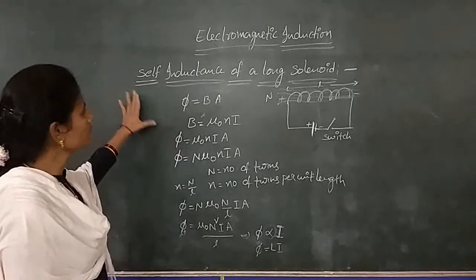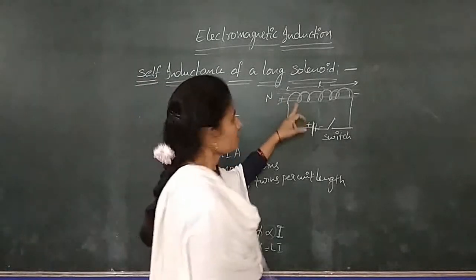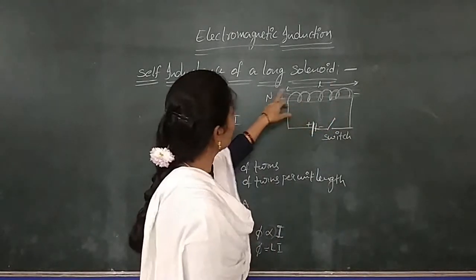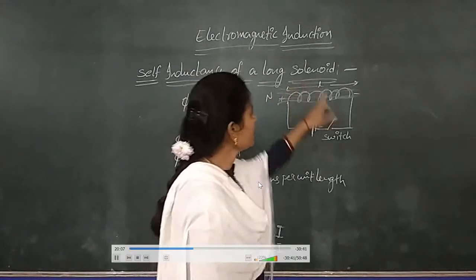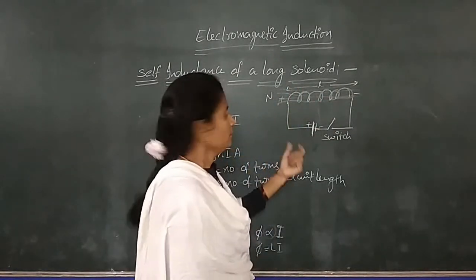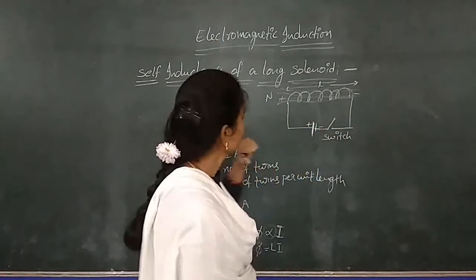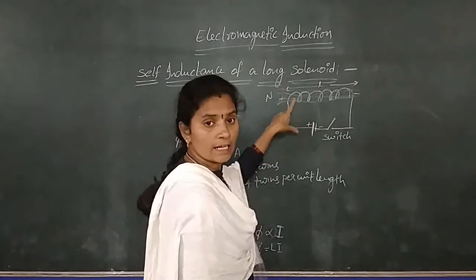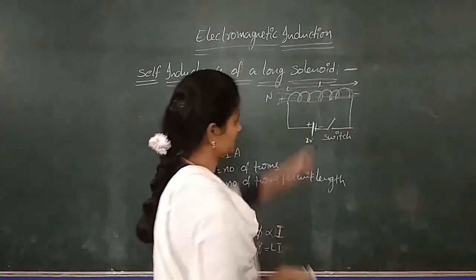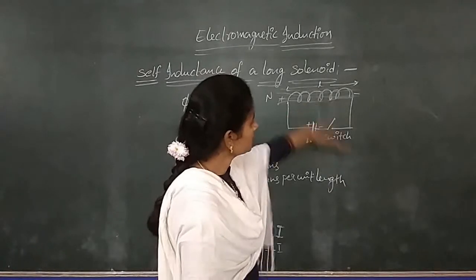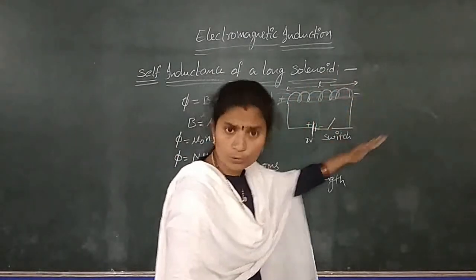So we have to calculate the self-inductance of a long solenoid. This is the solenoid and its length is L. It contains N number of turns. The two ends of the solenoid are connected to a battery and a switch. Suppose, for example, 2 volts is applied on this circuit. Whenever the switch is closed, the current passes through the solenoid.